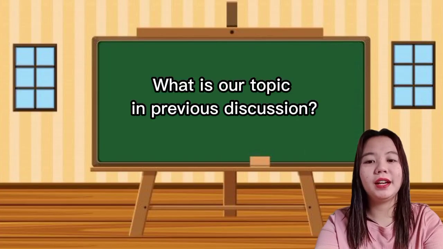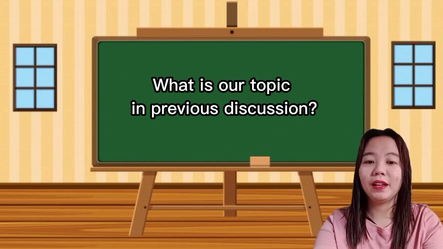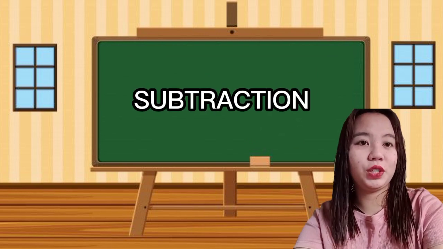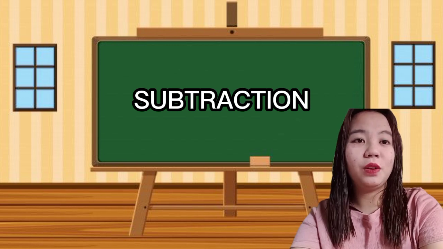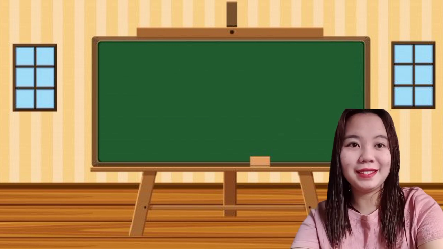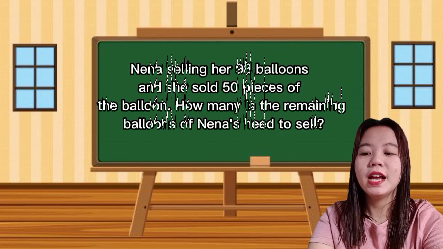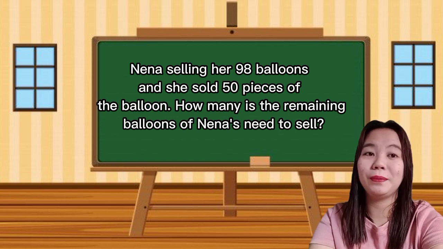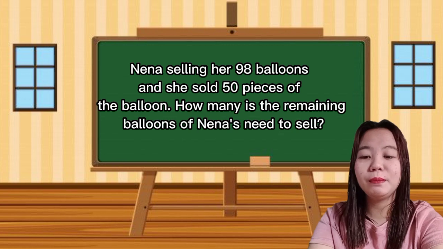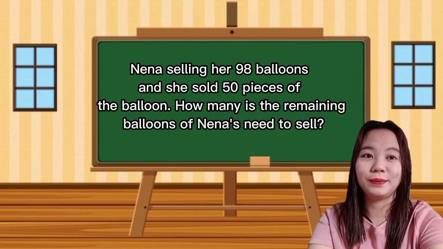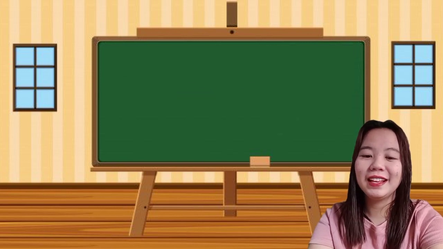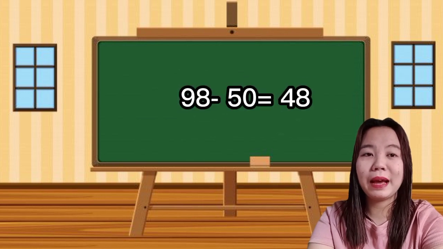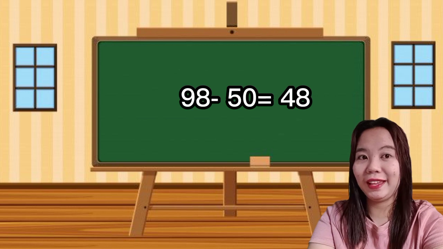Before we proceed in our lesson, what was our topic in the last discussion? Very good! It is all about subtraction. So kindly answer the following questions if you remember this process. The first one is, Nena is selling her 98 balloons and she sold 50 pieces of the balloons. How many balloons remain for Nena to sell? Very good! The answer is 48. So 98 minus 50 is 48.